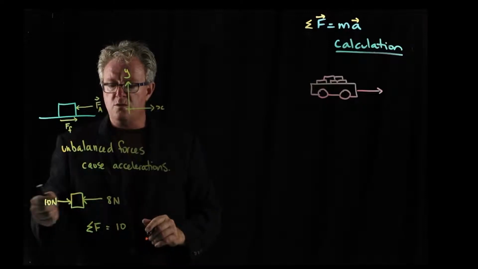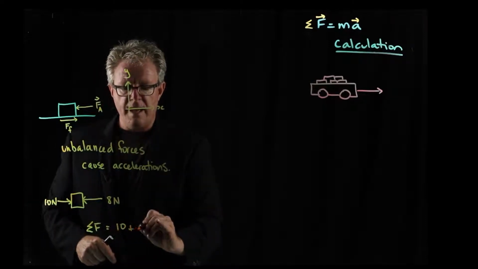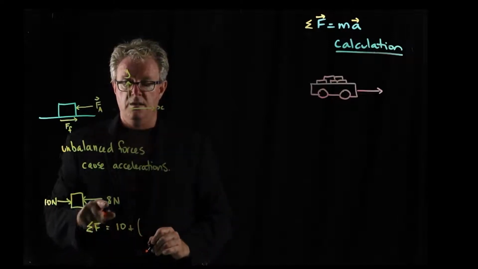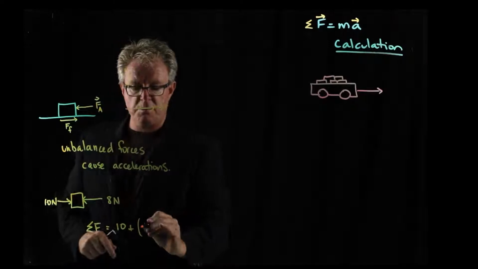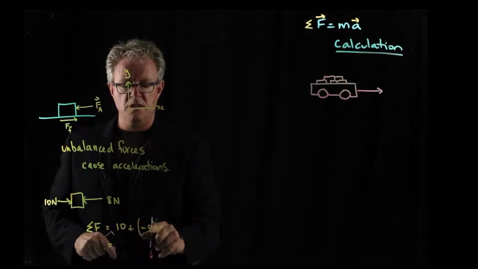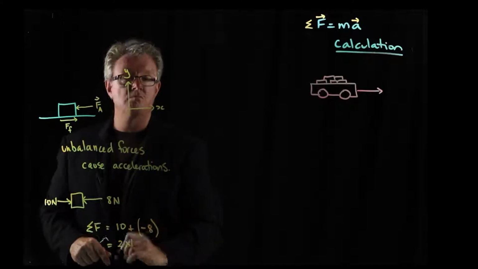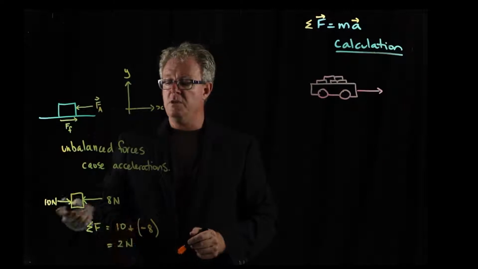So this is going towards the right, so it's positive 10. And we're going to add to that this other force here, 8, but because it's going in the negative direction, we put a little negative there. And so 10 take away 8 is 2 newtons. So that is the mathematical way of writing it, but you know yourself.